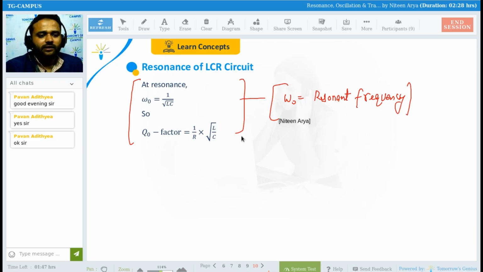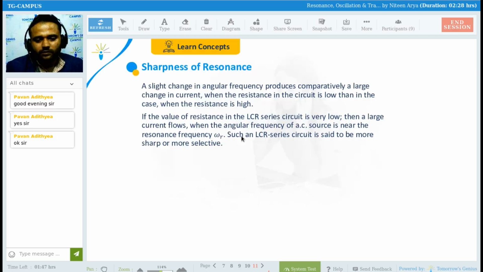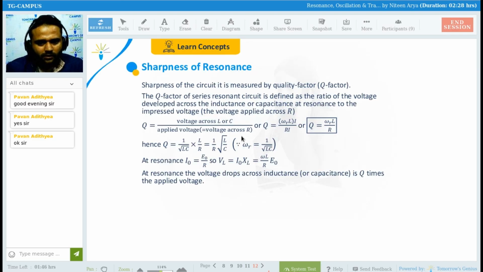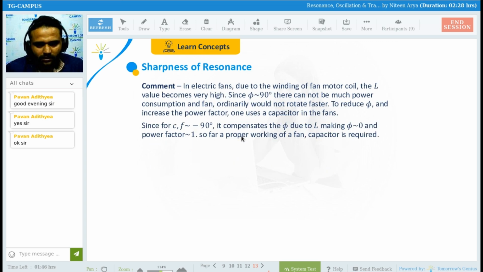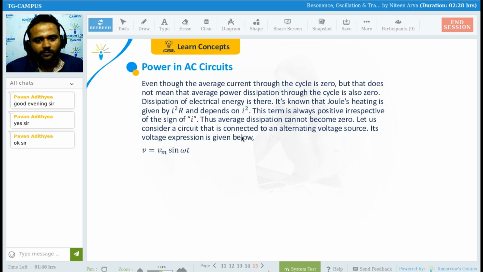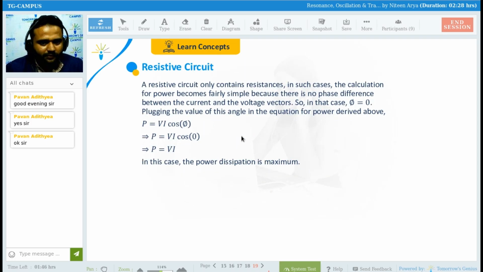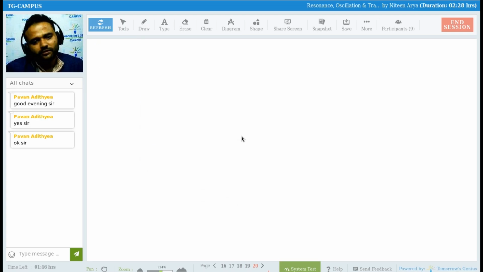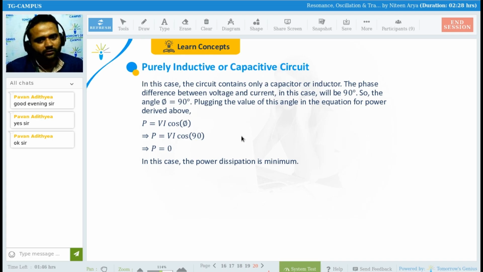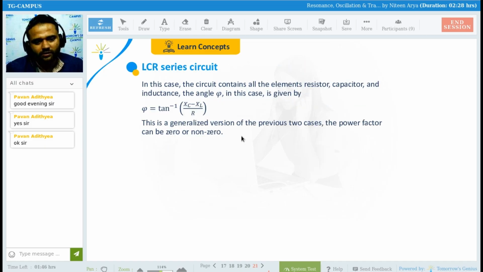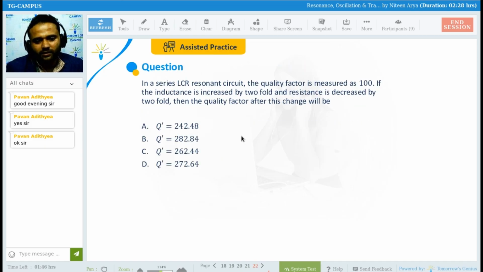Is this clear with everyone? See, we are just reversing the formulas again and again in so many different ways. Nothing more we can do here. Moving ahead, sharpness of a resonance, and important points, power in an AC circuit. Power in a resistive circuit, purely inductive circuit, purely inductive or capacitive circuit, LCR series circuit, and then questions.